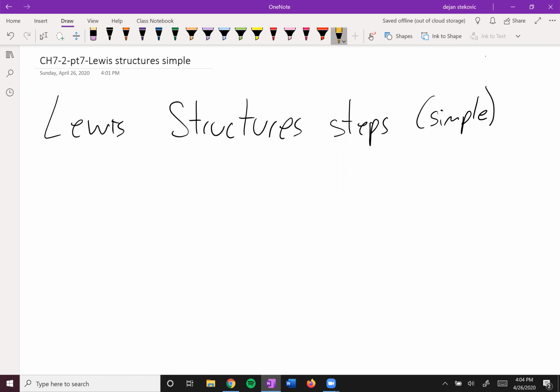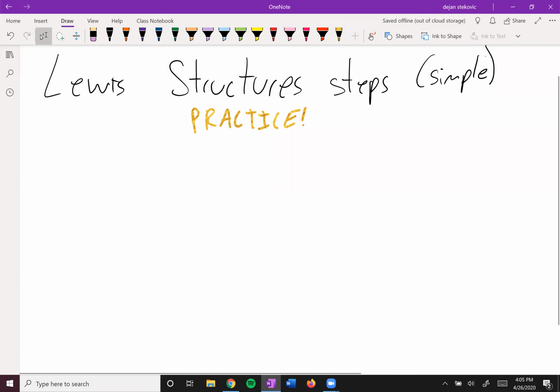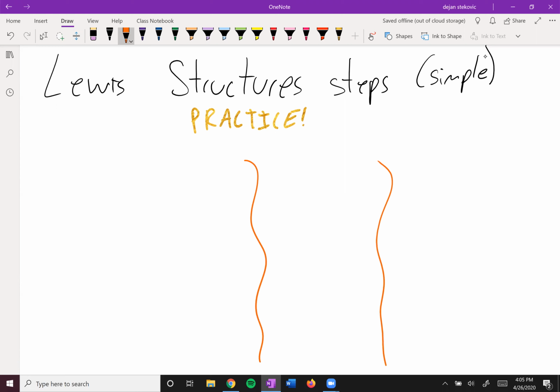All right, so let's go ahead and start drawing some Lewis structures. So here's some steps for some relatively simple Lewis structures, and then later on we'll go into the more complex ones. But the main thing that you want to do here is practice. There's a lot of this stuff, a lot of nuances that kind of just come out best with practice. So on the left, I'll have the steps, and then I'll do some examples over here.